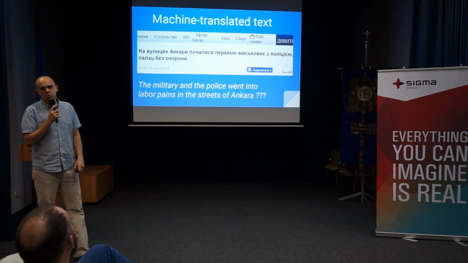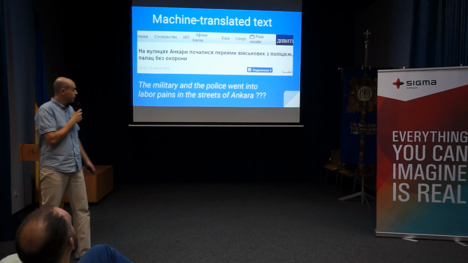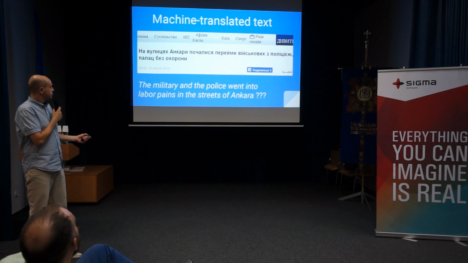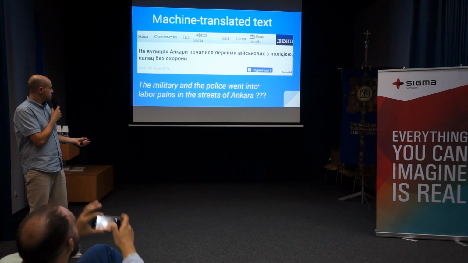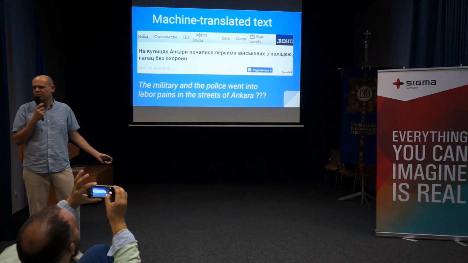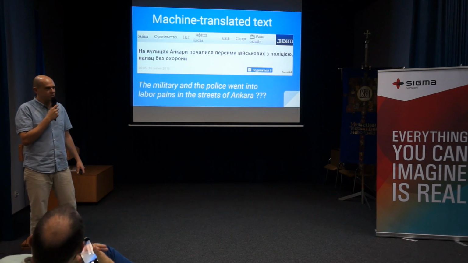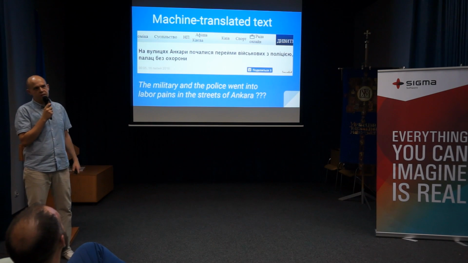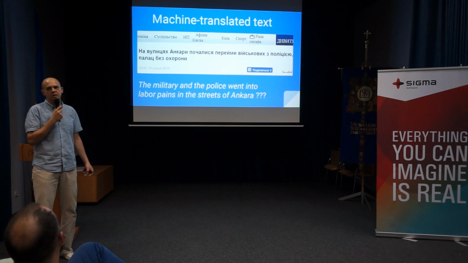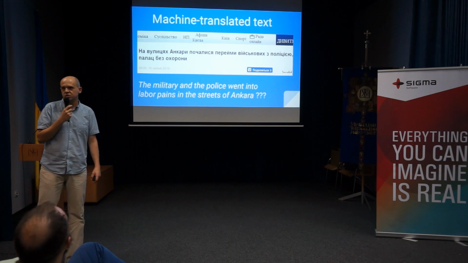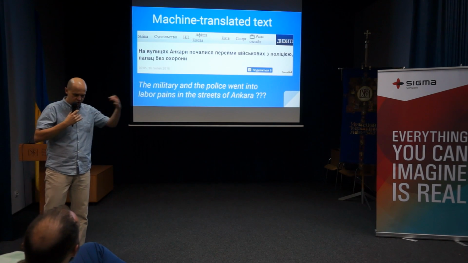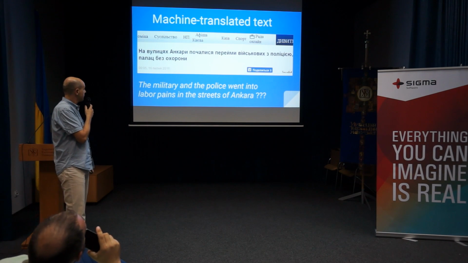So we were mainly interested in two types of cases. The first case is very well illustrated in this example. As you can read this sentence, taken from a news website, the translation goes like this: the military and the police went into labor pains in the streets of Ankara. What is that about? Well, the reason is that it has been translated using machine translation tools from Russian. And in Russian, the word skhvatki can mean skirmishes, or it can mean labor pains. And in this case, the machine translation tool that was used went for the wrong equivalent. And it was published online for people to consume this kind of text.